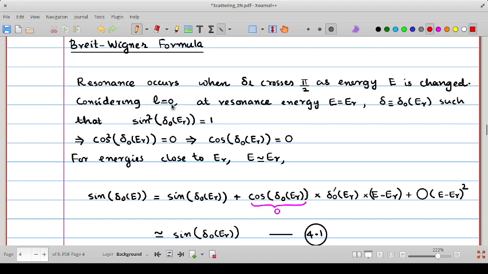Now if we consider the L equal to 0 partial wave, and at resonance energy denoted by say ER, then the corresponding phase shift is given by delta 0 at ER. We will have sine square delta 0 ER is equal to 1. So that is the one that corresponds to the resonance energy. So if sine square delta 0 is 1, then obviously cos square delta 0 is 1 minus sine square delta 0, which should be 0. Or in other words, cos of delta 0 should be 0.